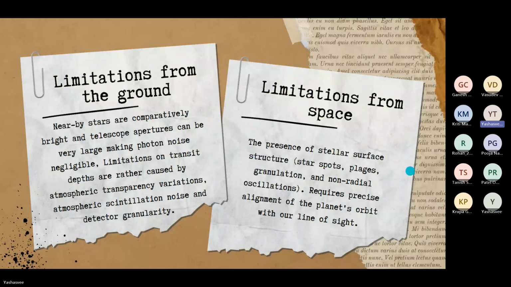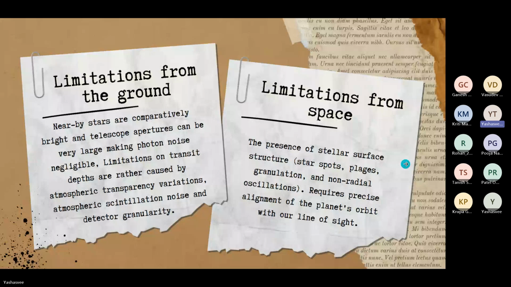Limitations on the transit depth or the light curve are rather caused by other means like atmospheric transparency variations, atmospheric scintillation noise, and detector granularity. You can understand more about them, but it is basically because of the Earth's atmosphere. The atmosphere is not uniform, right? We have layers. Because of that gradation, the limitations are caused.